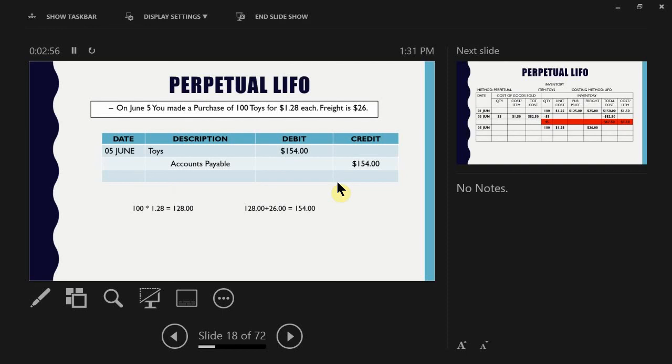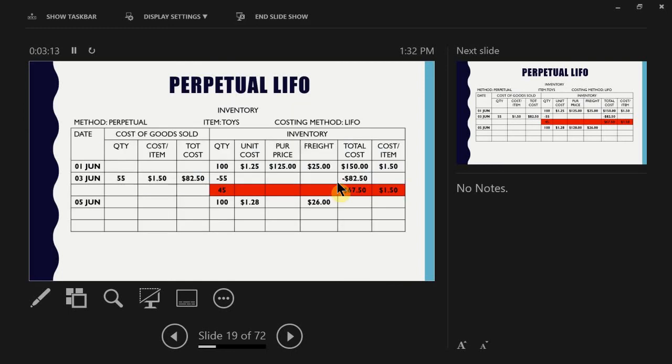Then here's my next scenario. On June 5th, I made another purchase of 100 toys at $1.28, recognizing that the freight cost is going to be $26. So here I'm going to apply that into the purchases area. Here's my 100. It's $1.28, and my freight is 26.